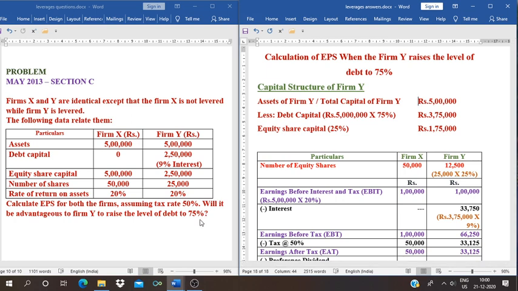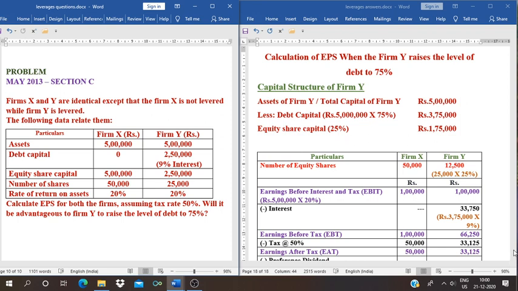Now they are telling it has increased to 75%. Okay, total capital is 5 lakh into 75%. 3 lakh 75,000 will come. The remaining capital is equity share capital. Means if debt capital or the debentures is 75%, the remaining is 25%. That is the equity share capital. 5 lakh minus 3 lakh 75,000, 1 lakh 25,000 is the equity share capital. That is 25% of capital.